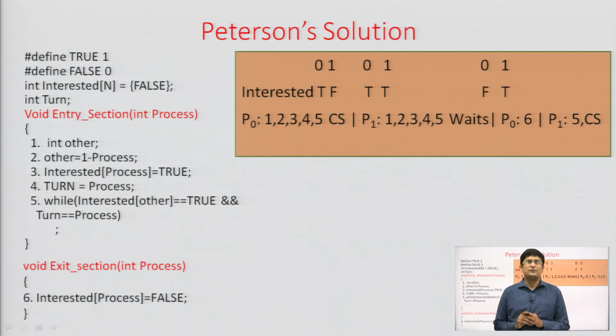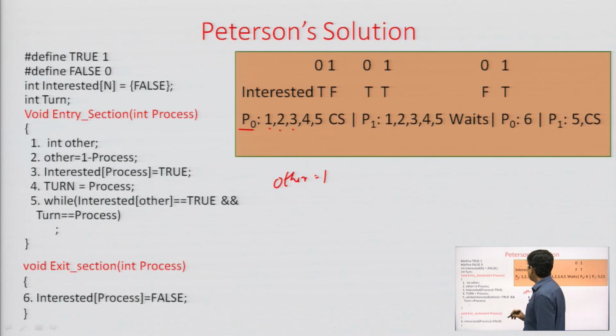Let us execute this process for some instances. The code is written here, we will check it one by one. The P0 process is executing the statements. We have numbered these statements 1, 2, 3, 4, 5, 6. Statements 1 to 5 are in the entry section and 6 is in the exit section. If the entry section statements are satisfied, we will enter the critical section and then execute the exit section. So, P0 process executes statement number 1, 2, which means P0 is setting the other value as 1. Now, statement number 3 means the interest of process number 0 is set as true.